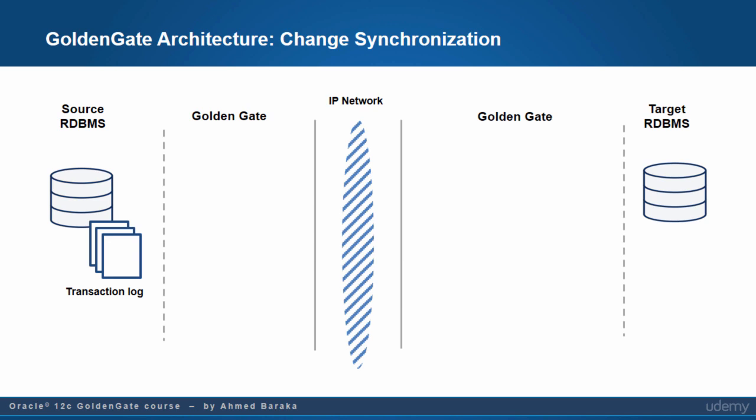After you perform the initial load, GoldenGate should take care of synchronizing the changes made on the data in the source database to the target database. This is an ongoing process, and it is called online change synchronization. It keeps happening as long as the system is up and running. In this diagram, I will explain how GoldenGate processes cooperate together to perform this change synchronization.